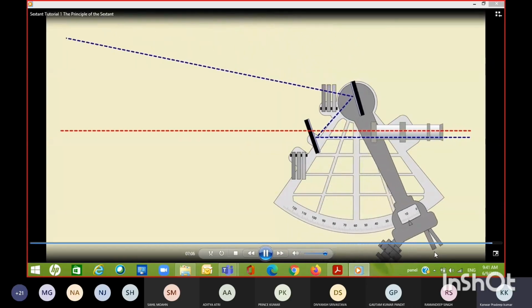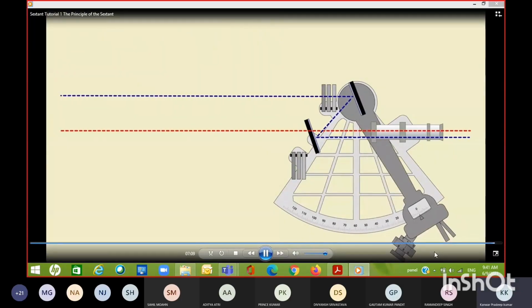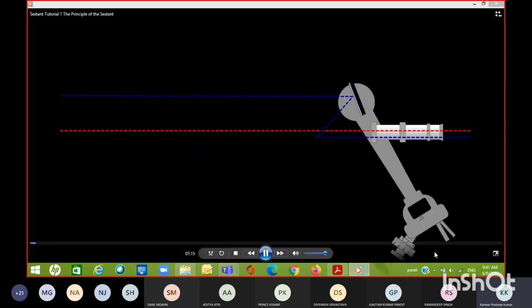So, now we understand all the principles. In the next video we can look at the sources of error and how to correct them, before we move on to taking an accurate reading.